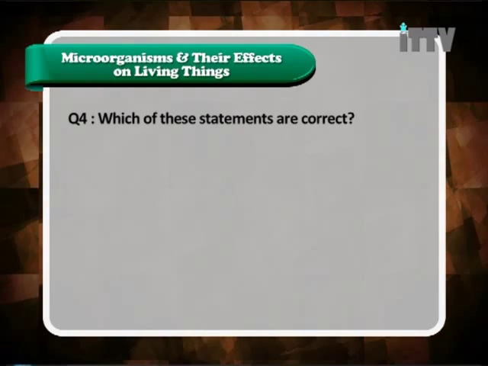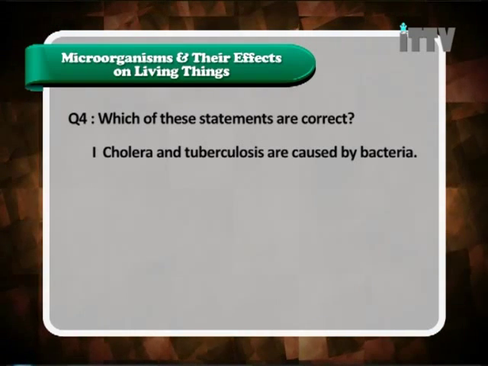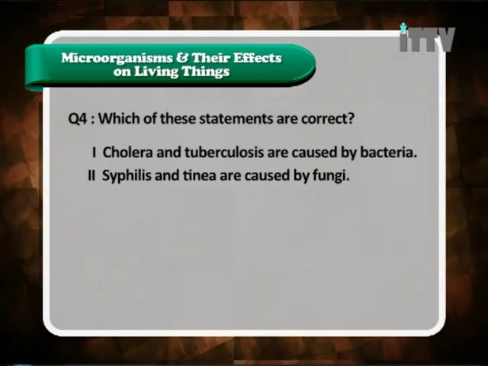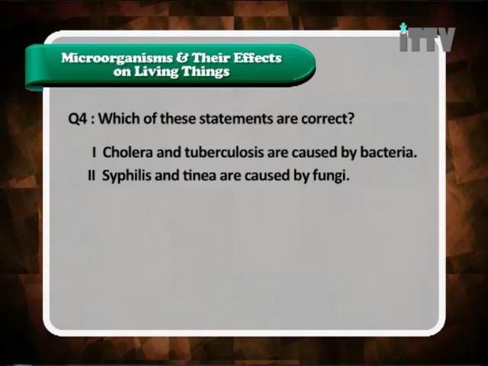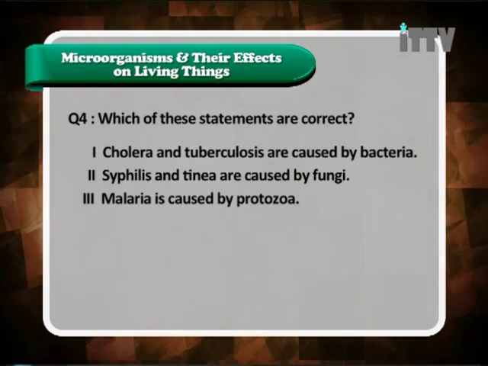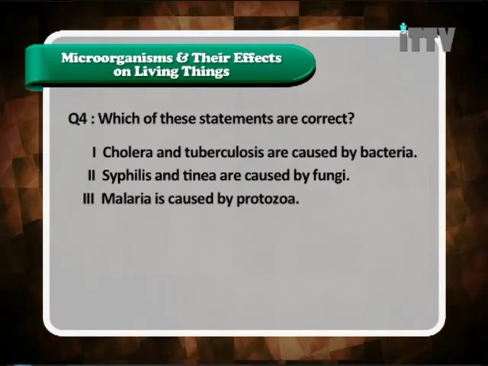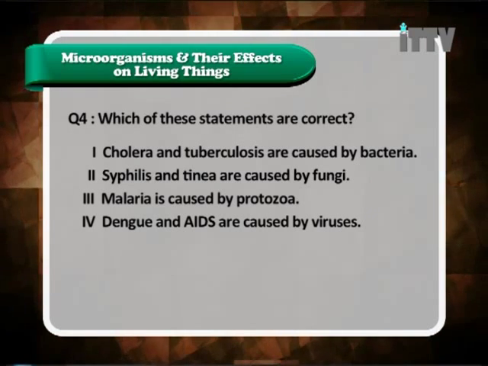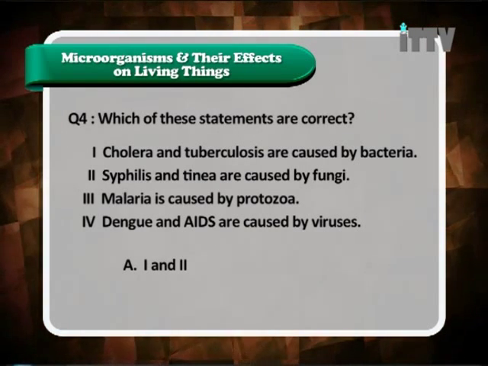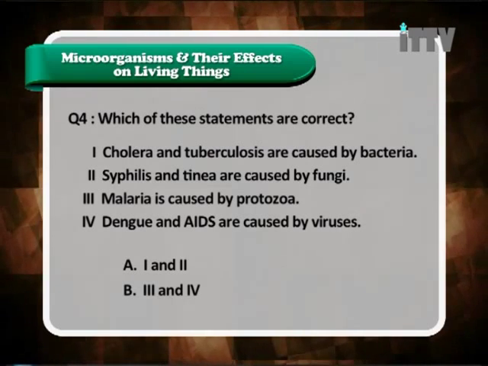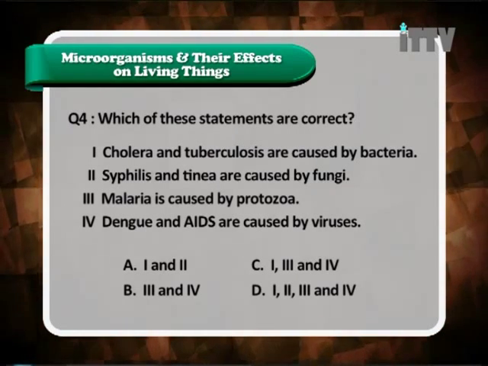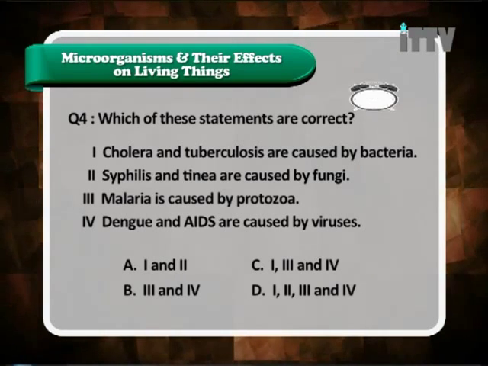Let's move on to question 4. Which of these statements are correct? 1. Cholera and tuberculosis are caused by bacteria. 2. Syphilis and tinea are caused by fungi. 3. Malaria is caused by protozoa. And 4. Dengue and AIDS are caused by viruses. A. 1 and 2. B. 3 and 4. C. 1, 3 and 4. And D. 1, 2, 3 and 4.